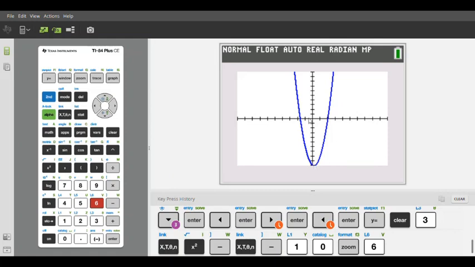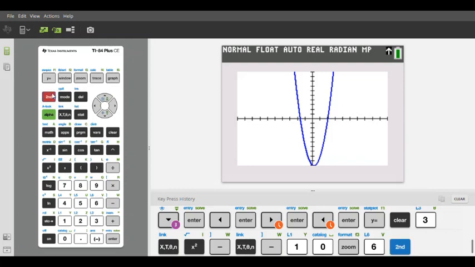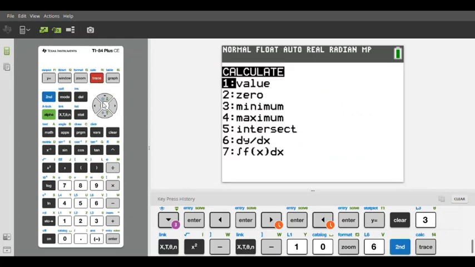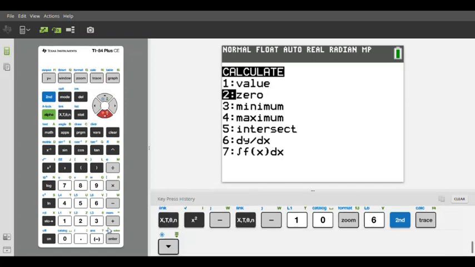So this actually does a pretty good job. We know it's a parabola. We can see the parabola shape, and the main thing we're worried about is where it crosses the x-axis, and we can see both times that happens. If I come over here and do second calc, I need to calculate a 0.